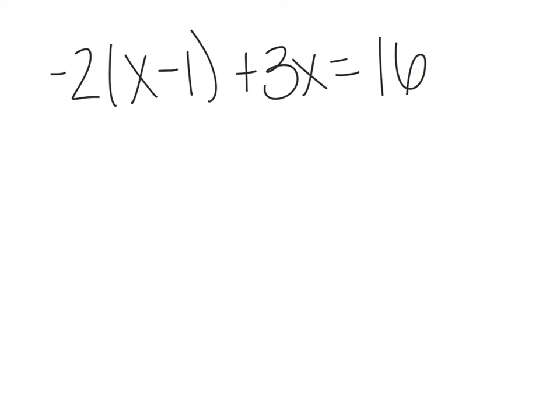My next problem is negative 2 times x minus 1 plus 3x equals 16. So I'm going to go through the same steps. Notice I don't have the steps written, but I'm going to follow the same order. So the first thing I'm going to do is draw my line through the equal sign. And my second step that I need to do is I need to simplify.